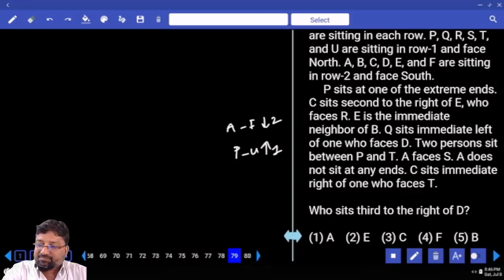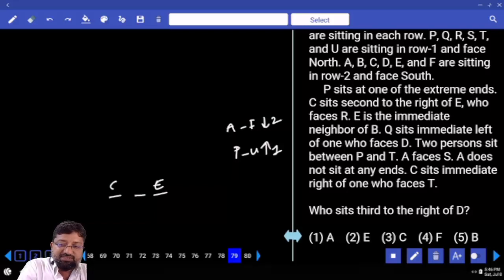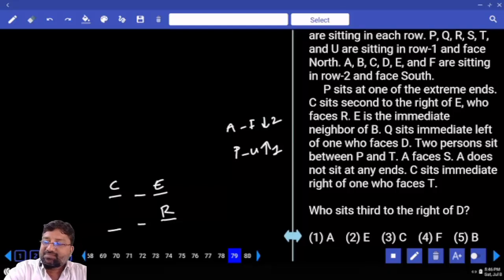Next is what? C sits second to the right of E. 1, 2. C sits second to the right of E, E who faces R. Next, E is an immediate neighbor of B. I don't know where this B is.